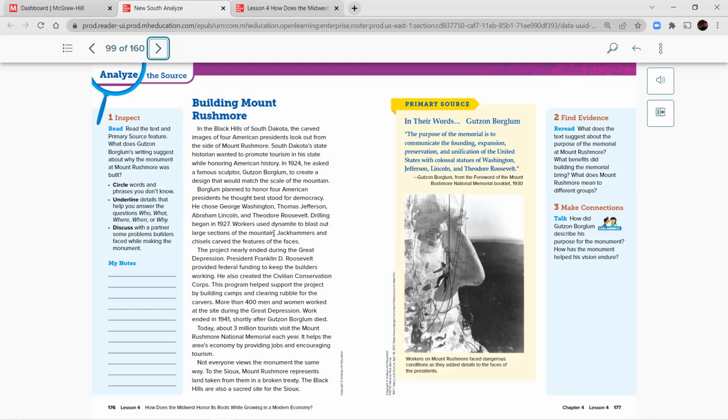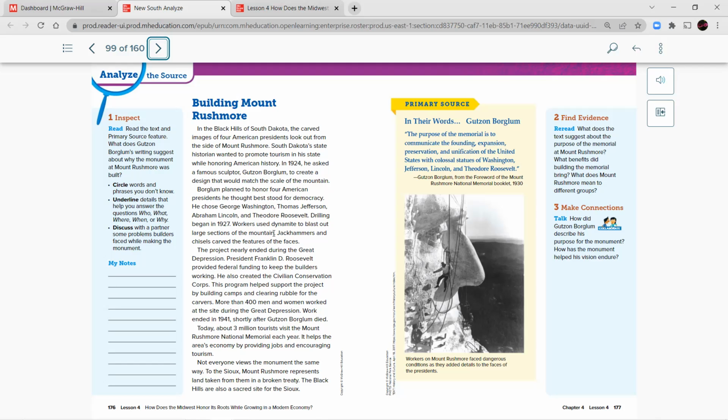Now, before we begin reading the actual lesson, we're going to take a look at the information in our blue bars. Read the text and primary source feature. What does Gutzon Borglum's writing suggest about why the monument at Mount Rushmore was built? Circle words or phrases that you don't know. Underline details that help you answer the questions who, what, where, when, or why. Then read, what does this text suggest about the purpose of the memorial at Mount Rushmore? What benefits did building the memorial bring? What does Mount Rushmore mean to different groups?